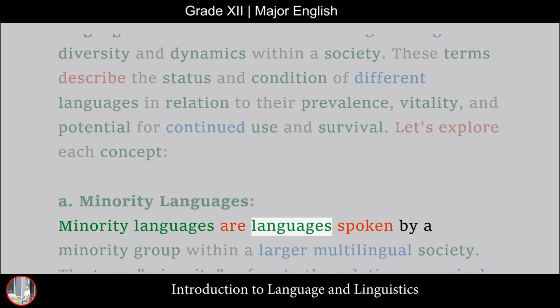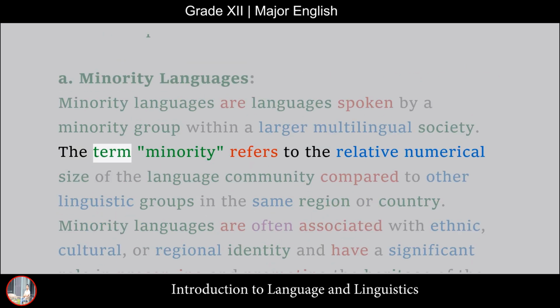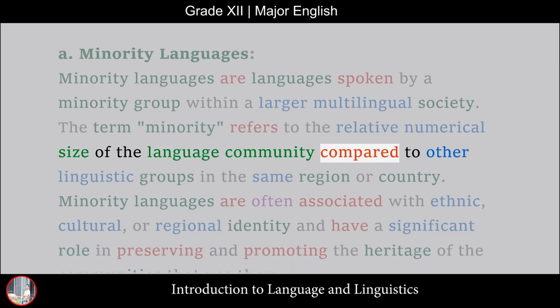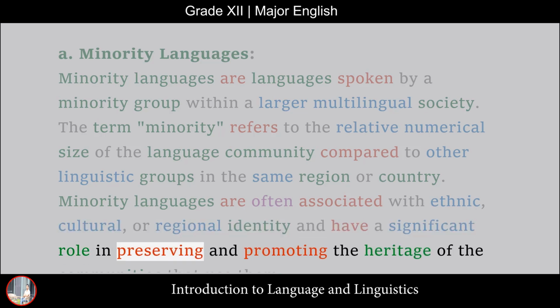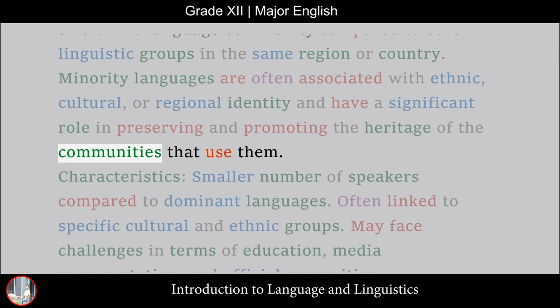Minority languages are languages spoken by a minority group within a larger multilingual society. The term minority refers to the relative numerical size of the language community compared to other linguistic groups in the same region or country. Minority languages are often associated with ethnic, cultural, or regional identity and have a significant role in preserving and promoting the heritage of the communities that use them.